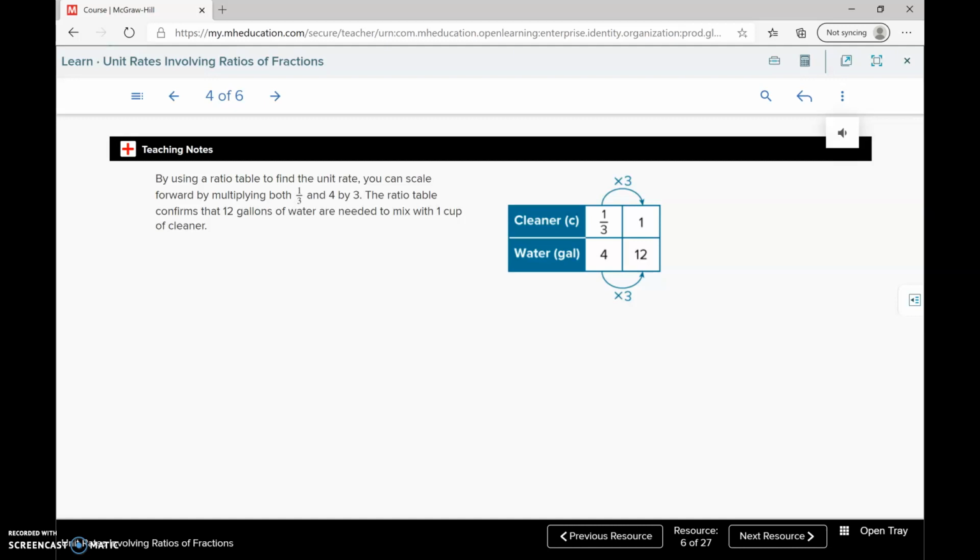Each row is multiplied by 3 to determine how many gallons of water are needed to mix 1 cup of cleaner. So if I'm multiplying the top by 3, I have to do the same to the bottom. So by using the ratio table, I can figure out that for every 1 cup of cleaner, I need 12 gallons of water.